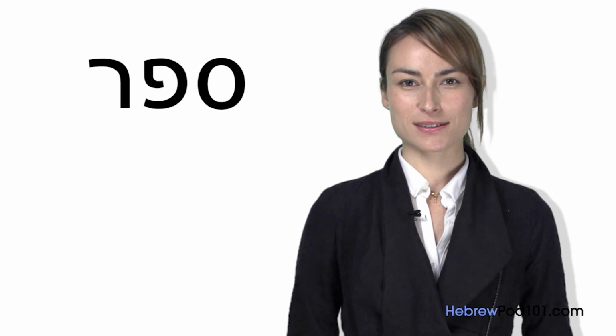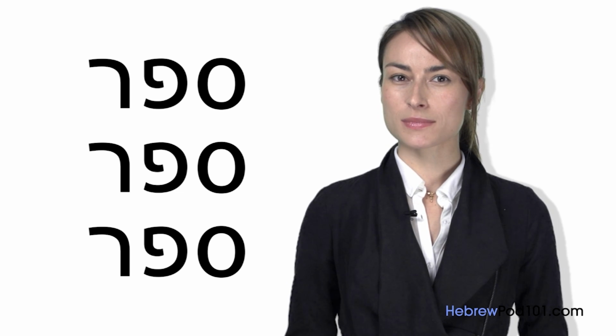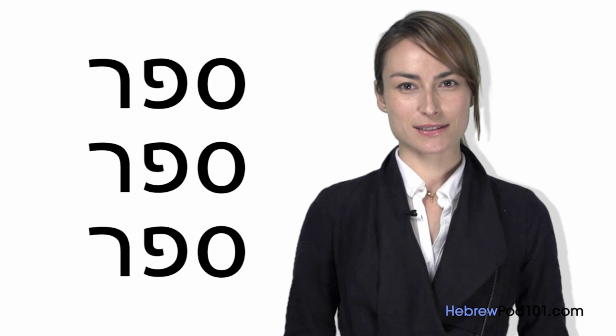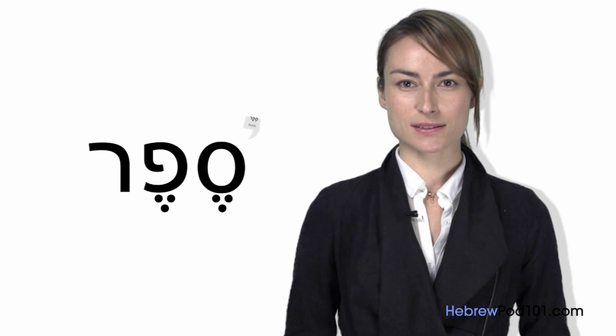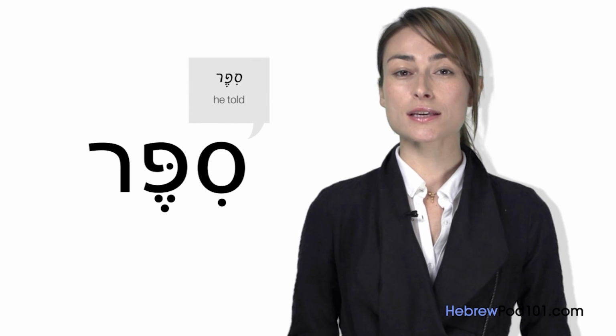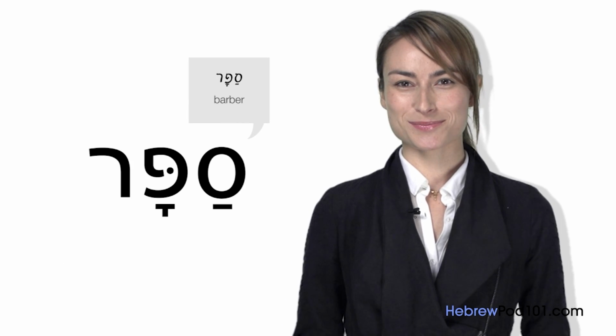Now let's see how the nikud changes the pronunciation and meaning of the same word. Sefer, siper, sapar. Looks the same. So why are they read differently? Let's look at the same words with nikud. Sefer is a book. Siper is he told. And sapar is a barber. The only way to guess the right reading is by understanding the context. So practice your Hebrew reading daily.